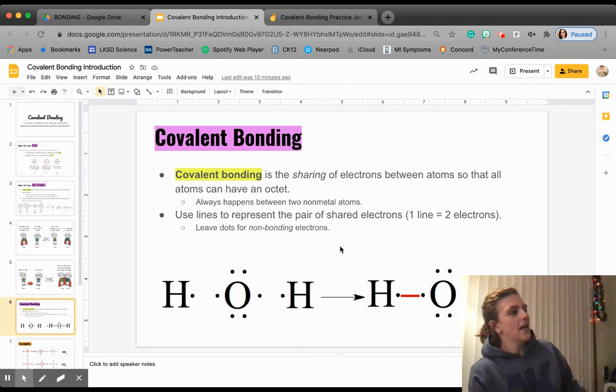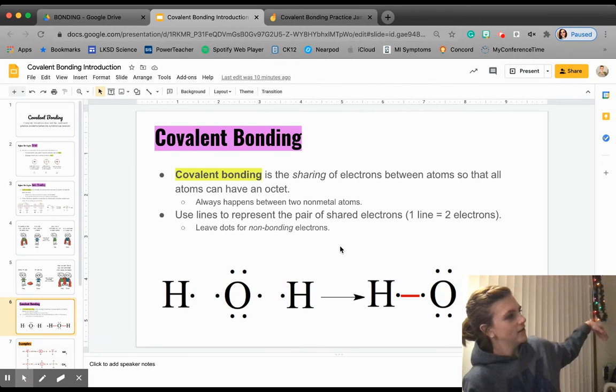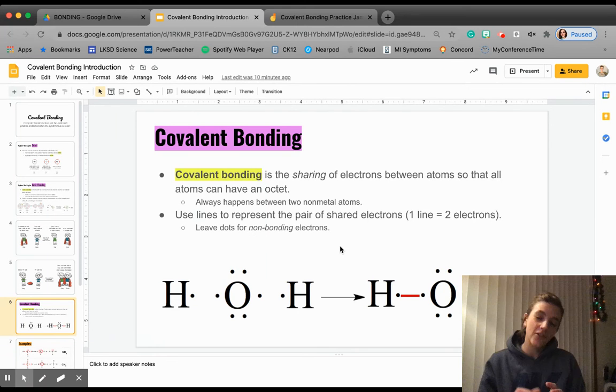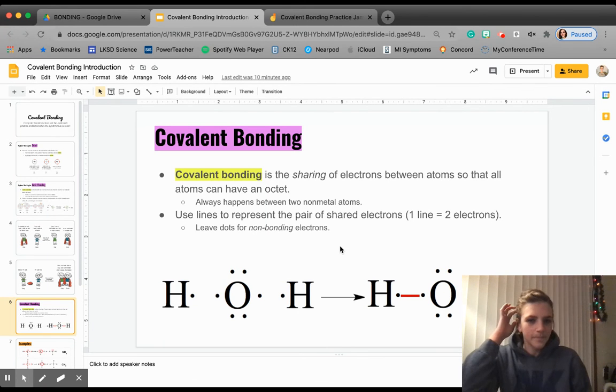So we're looking at atoms that are on the right-hand side of the periodic table. Atoms like carbon and sulfur and oxygen and silicon, and hydrogen is going to be involved because remember, hydrogen is technically a non-metal. Elements like that.